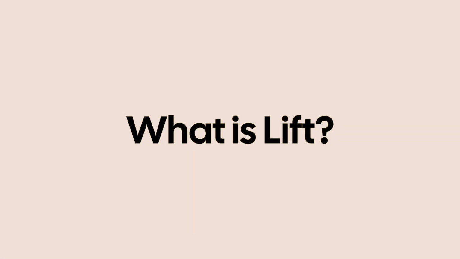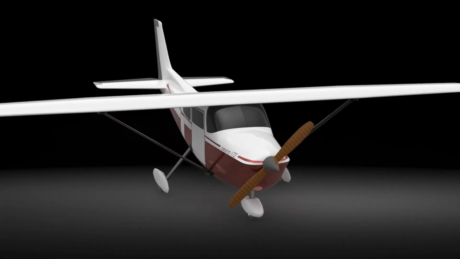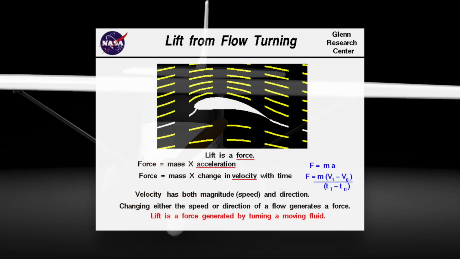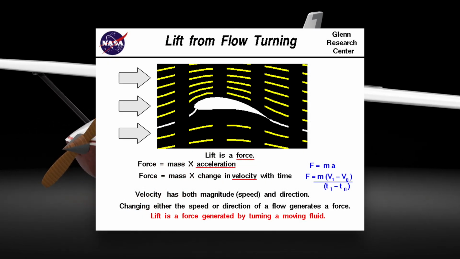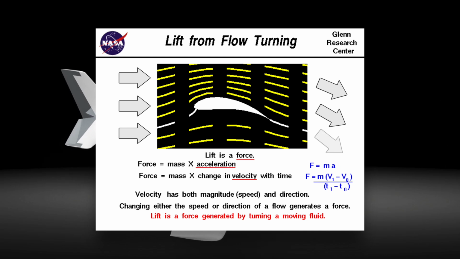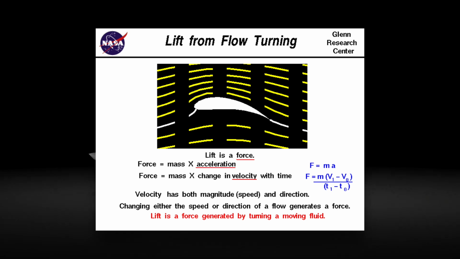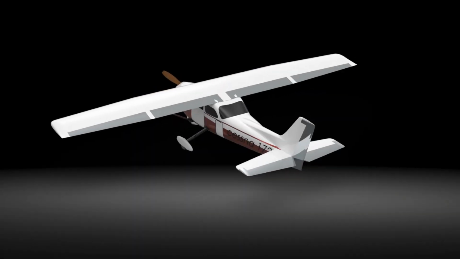Lift is a force created when an object moves through a fluid. Let's consider Newton's third law. For every action, there is an equal and opposite reaction. As air particles flow around the upper and lower surfaces of a wing, they are redirected or turned downwards. A reaction force to this change in fluid direction, lift, therefore causes the aircraft to ascend towards the sky, given that the weight of the aircraft is less than the generated lift force.